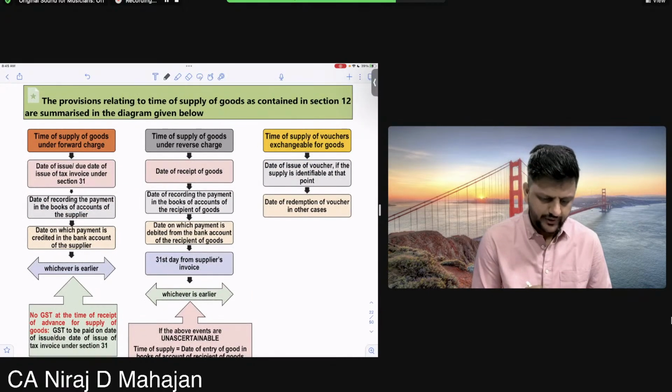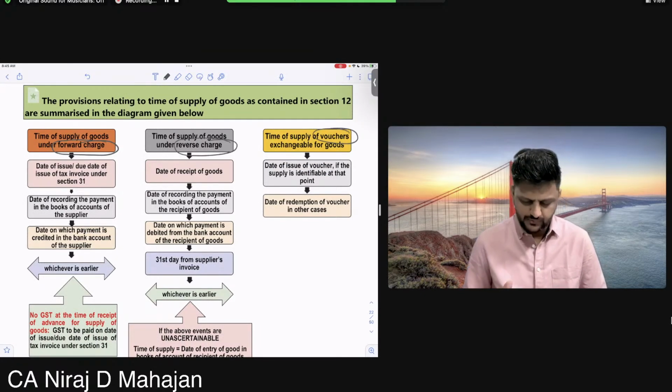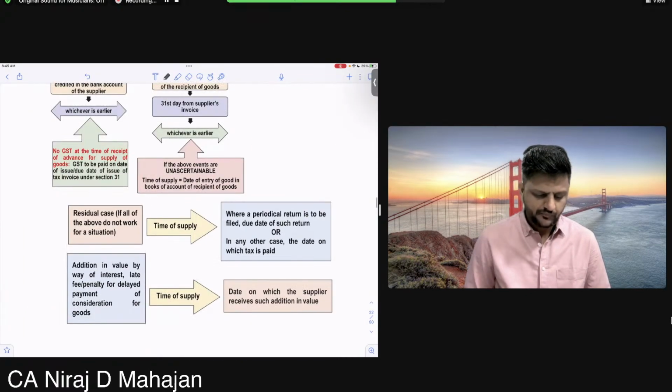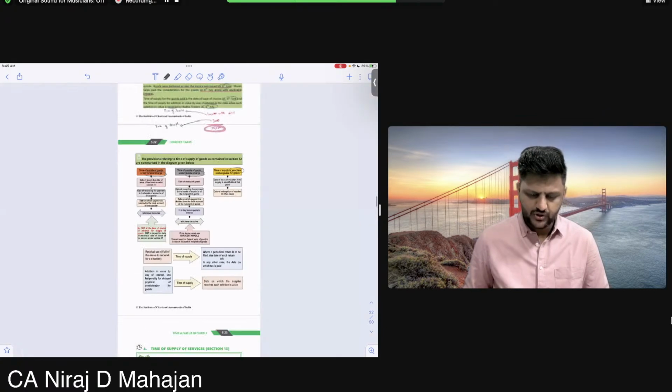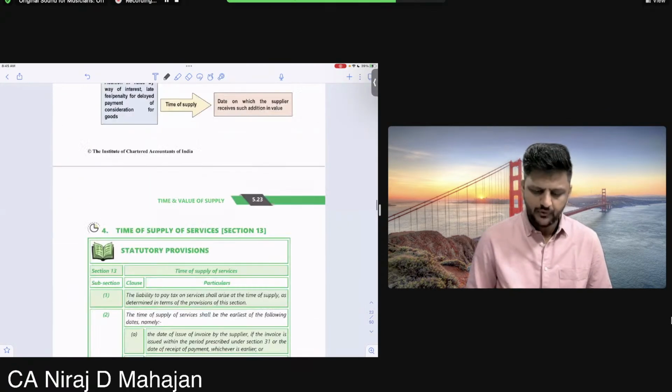Forward charge we have covered already. Reverse charge also covered. And voucher also we have covered. Okay, so a good summary is given on this page. Good. Everything is covered on this page. Can you go ahead, everybody?